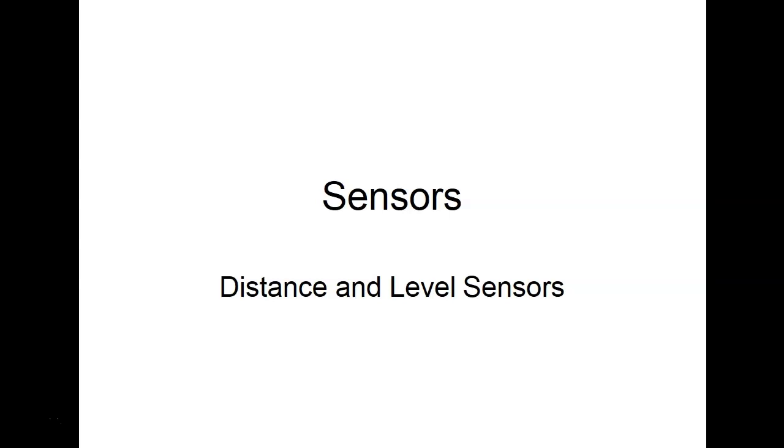So distance and level. What's the difference between a level and a distance? Level is the height of something from a base. Level is basically always measured vertically. Distance could be measured any way, how far away you are from an object, right?